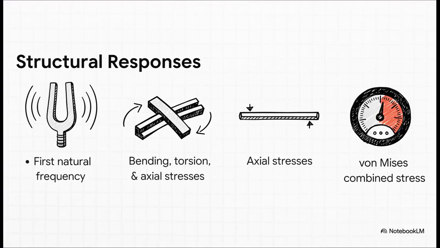First off, it handles the basics of structural response. It'll instantly tell you a part's natural frequency, which is absolutely critical if you want to avoid your part shaking itself to pieces. It'll calculate your stresses from bending and twisting, and then, and this is key, it rolls them up into the von Mises stress, which gives you one clear number to see if you're getting close to failure.